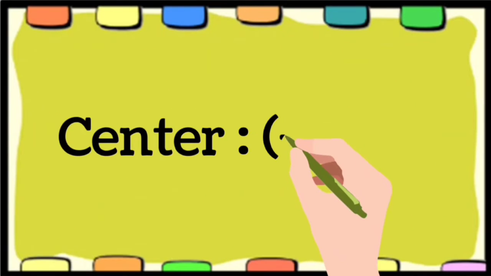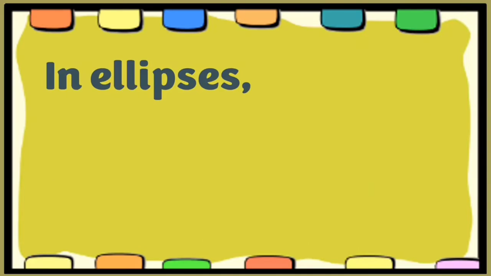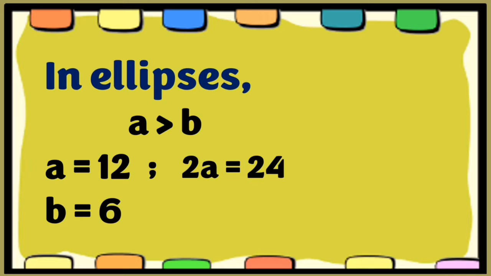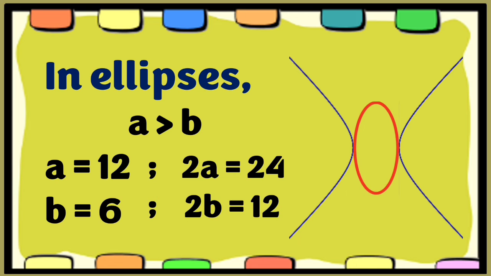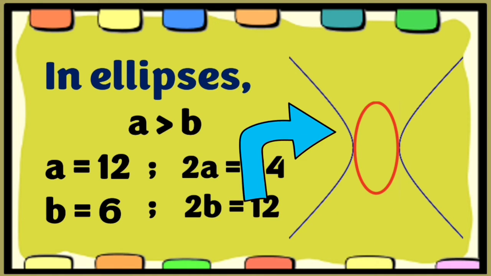So, as for our ellipse, the center is also at -8, -1. Remember that in ellipses, the length of the major axis is always greater than the length of the minor axis. Thus, the transverse axis of our hyperbola is the minor axis of the ellipse, and the conjugate axis of our hyperbola is the major axis, where our a of ellipse and b of ellipse are equal to 12 and 6 respectively, which means we will have a vertically oriented ellipse.